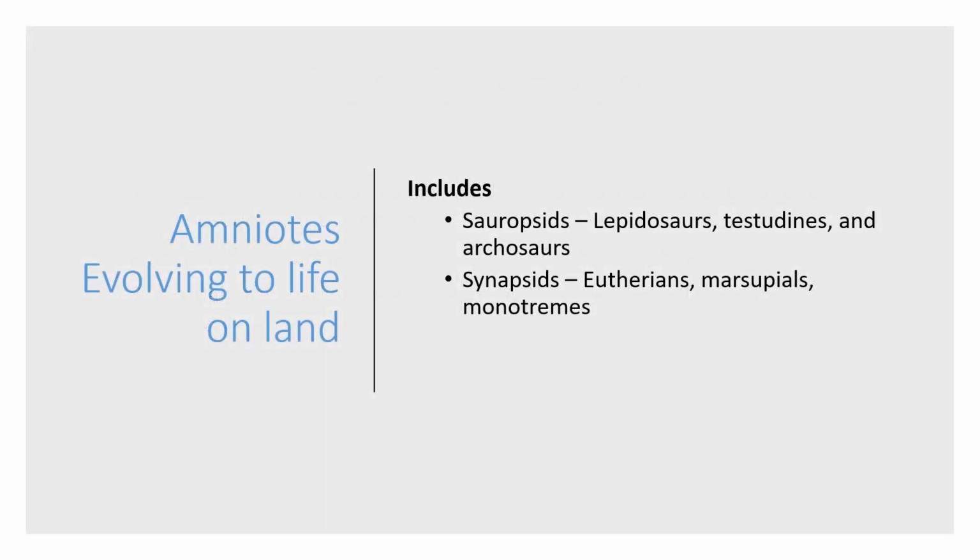So we know that amniotes include both the sauropsids. These are your lepidosaurs, think lizards, snakes, testudines, which are the turtles, and archosaurs, which is this really amazing group that includes potentially turtles, but definitely crocodiles, pterosaurs, dinosaurs, and the birds, and of course the synapsids. And today we have the eutherians, which are your modern mammals, the marsupials, and the monotremes. But back in the Mesozoic, the ancestors were just getting started.